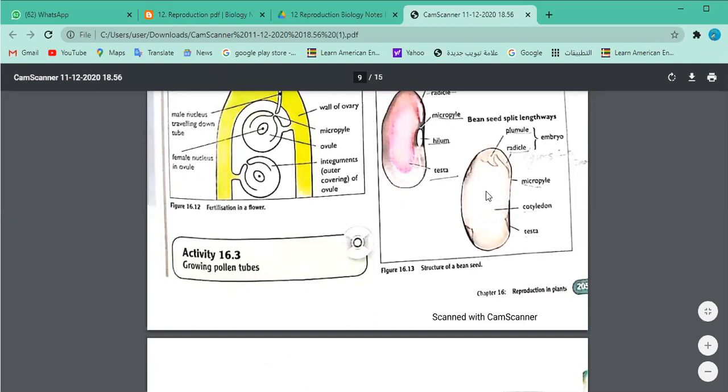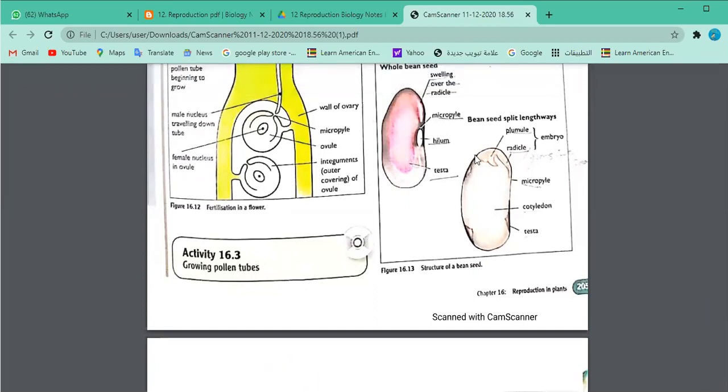But finally, cotyledon will come out of the soil, okay? And then it will turn green, and then it will start photosynthesis. So this is how the whole new plant will be generated. But how do you think this plant is different from the one which is produced asexually?